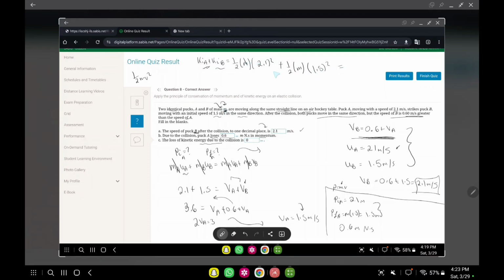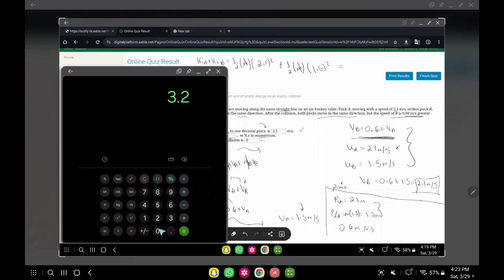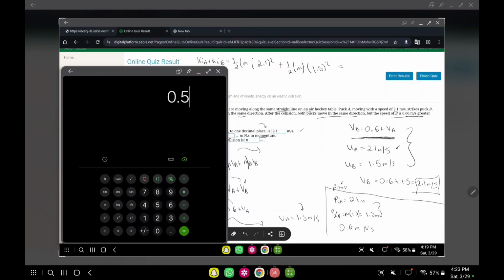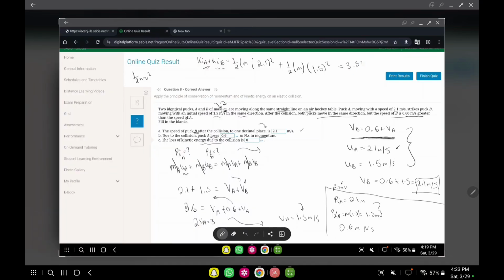Perfect. You don't actually keep it in terms of cancelling m with m, because if it's written and you cancel just like this, it's not nice. So it's 0.5 times 2.1 squared plus 0.5 times 1.5 squared. You get 3.33. Obviously, you can't forget the m. Type joules. This is the initial.